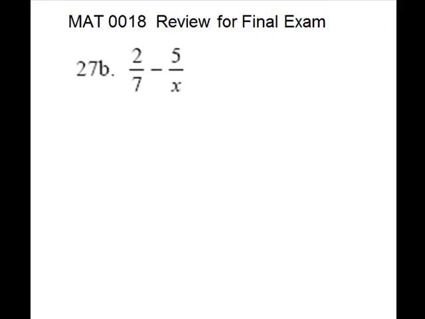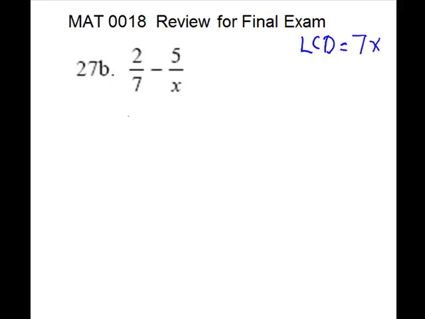For our next problem, we are subtracting fractions. So first we worry about a common denominator. These denominators are totally different. We have a 7 and we have an x. With the prime method, they're already prime. We would need both of them. So our LCD is going to be 7x.